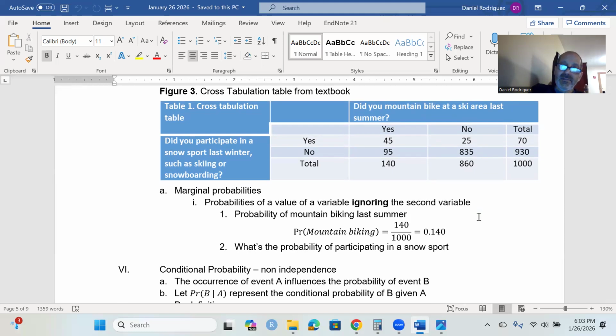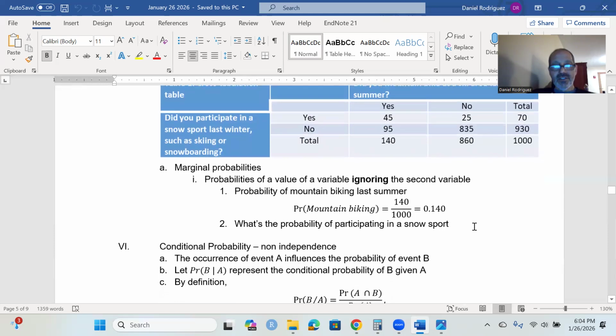All right, let's talk about these different types of probabilities that we can gather from a cross-tabulation table. First of all, we have marginal probabilities. Those are the probabilities of one of the two variables, a value or an outcome of one of the two variables, ignoring the other variable. Like, for instance, the probability of mountain biking last summer is 140 out of 1,000. So when I do that, I ignore the fact that some people participated in a sport and others did not. So that's irrelevant when I'm looking at the probability of mountain biking. Okay, that's called a marginal probability.